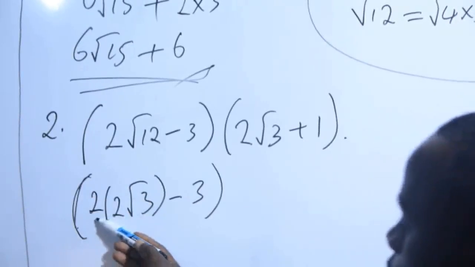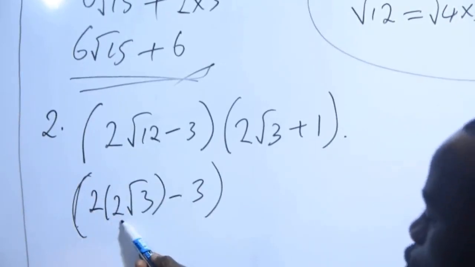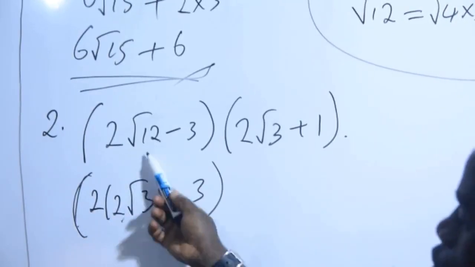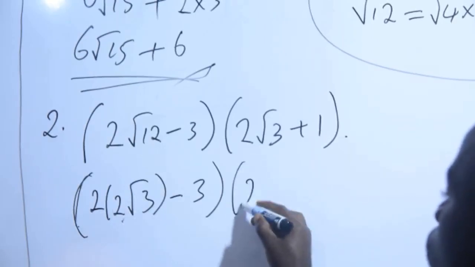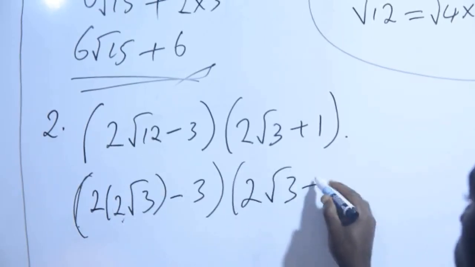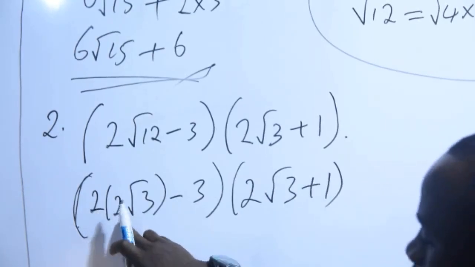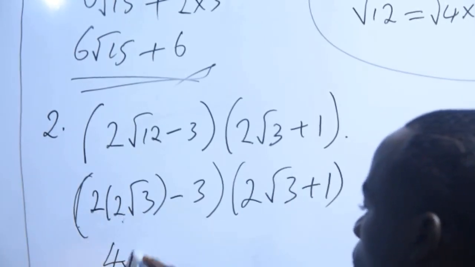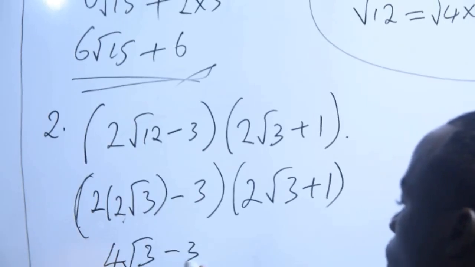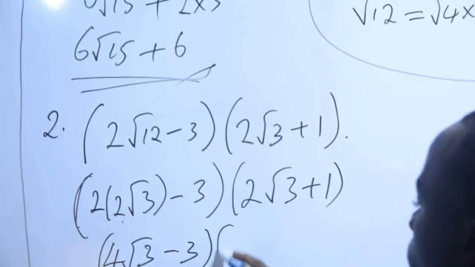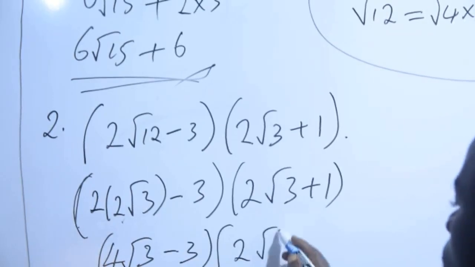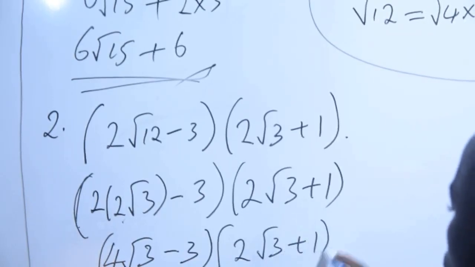Now you see this 2 was already in our question, isn't it? And this 2 is from the simplification of root 12. And then we now have 2 root 3 plus 1. Now this 2 definitely will have to multiply this one to give us 4 root 3, then minus 3. Then we have this bracket 2 root 3 plus 1.